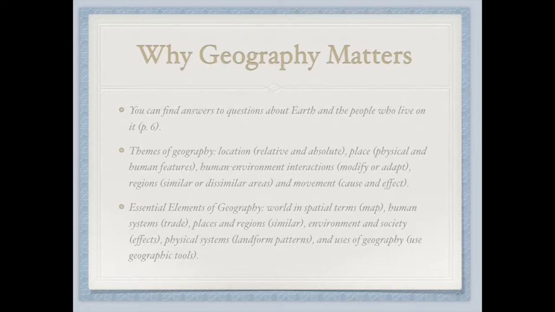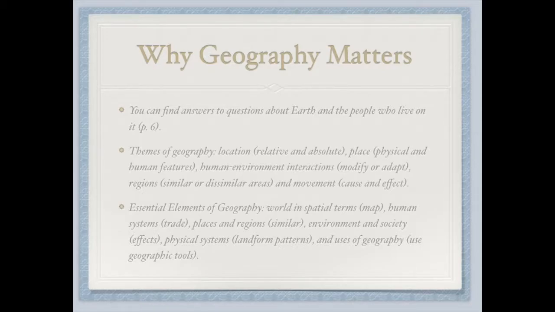All right, next is why geography matters. So with geography, you can find answers to questions about Earth and the people who live on it, and that quote is found on page 6. There are 5 themes of geography. One is location. And location is either relative or absolute. So relative is when you say, my house is over near Weibo Park. Absolute would be if I gave you my exact address on terms of a local scale. And you can also do that on a worldwide scale.